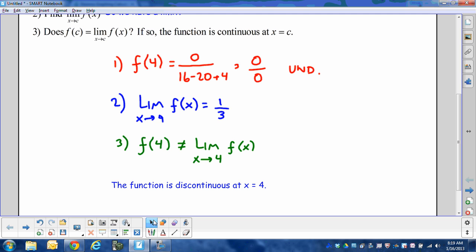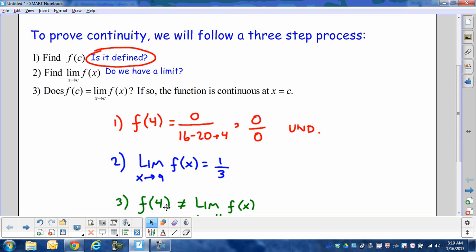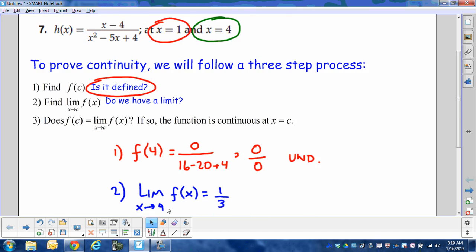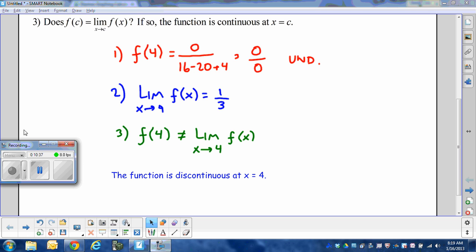It's really important that we specify what value of x we're talking about. We can't just say the function is discontinuous, because just because it's discontinuous at 4, let's say, doesn't mean it's discontinuous at 2 or 5 or some other value of x. So we can't make this general statement the function is discontinuous. We have to be specific. It's discontinuous at x equals 4. Just like for the other one, we said it's discontinuous at x equals 1.